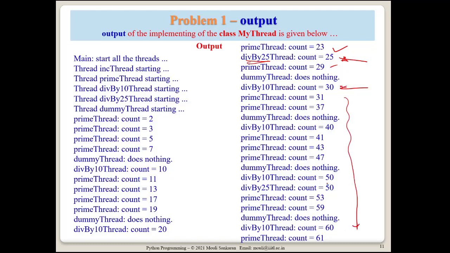Now you see 50 is printed by both threads because it is divisible by 10 as well as divisible by 25. So they are all independent. They are all running independently and looking at the value of count, and all of them are sampling the count more often than the incrementing speed. So they are likely to get all the intermediate values. Remember that they are all sampling it much more than they output. They output only when they find that the value is meeting the requirement. So this is the first problem.